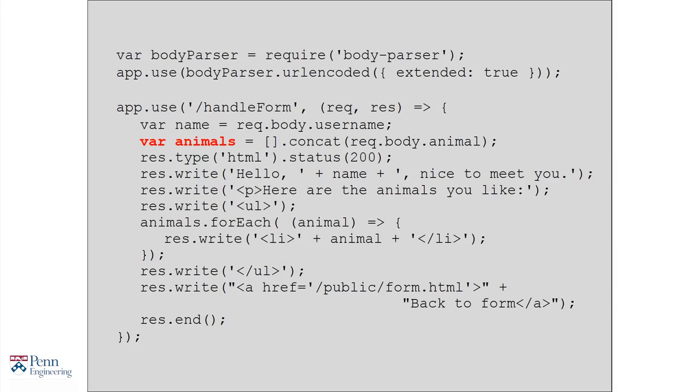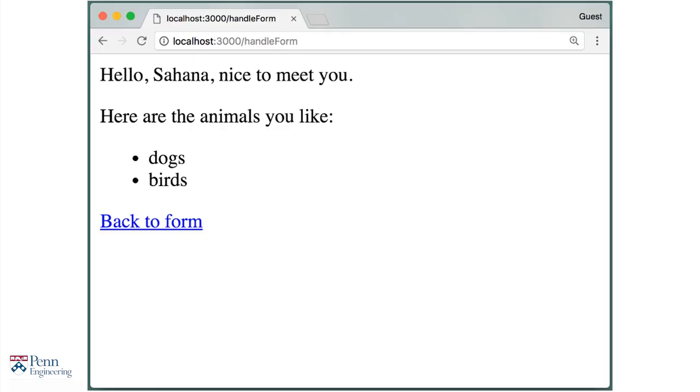So here's a little JavaScript trick. I'll start with an empty array, and then I'll use the concat function to concatenate whatever is in the body of the request with that empty array. If animal is a single value, then it will be added to that array, and the array will contain just that one value. If animal is an array, then all of the elements of that array will be concatenated with my empty array, so I get back the same thing. Now I'll start to send back my HTML content by setting the content type to HTML and the status code to 200.